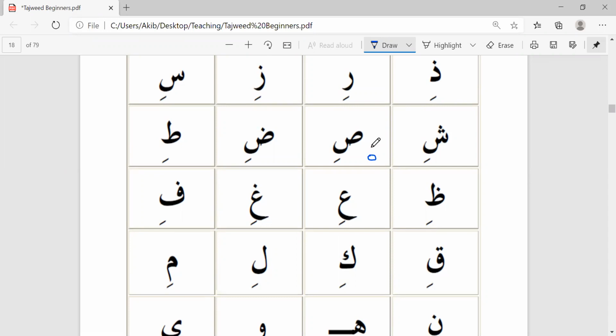This is going to be sli, sli, sli. Now again, I'm just going to mention it again. When we're practicing the letters like this, we want to overemphasize the sound. We won't do the sound so heavily when we're reading the Quran, but we want to overemphasize it now so that it's easier to make the correct sound when we read the Quran.